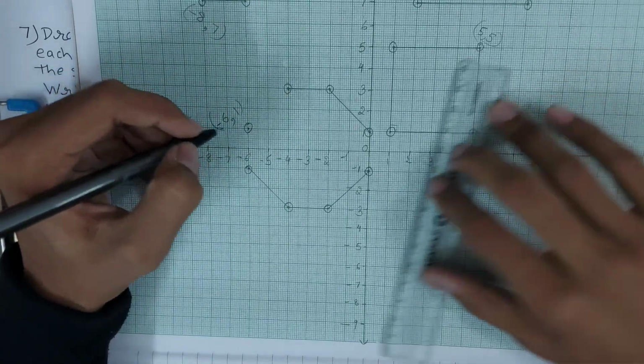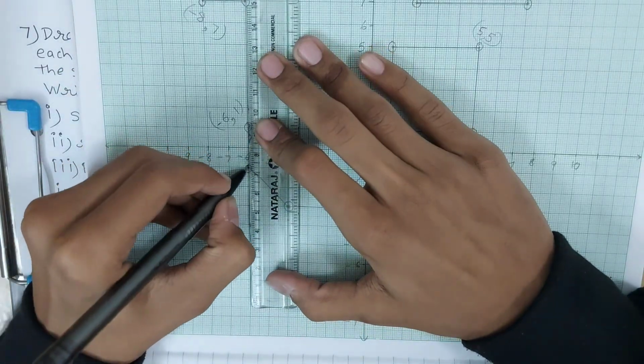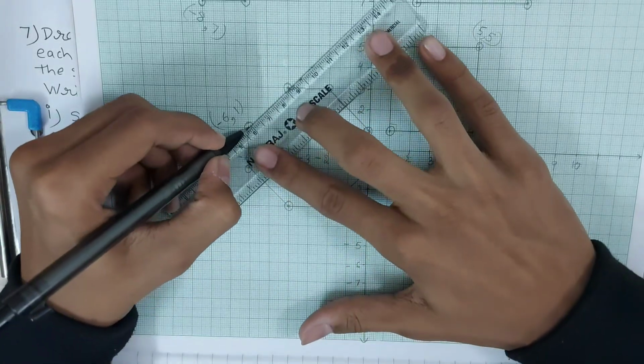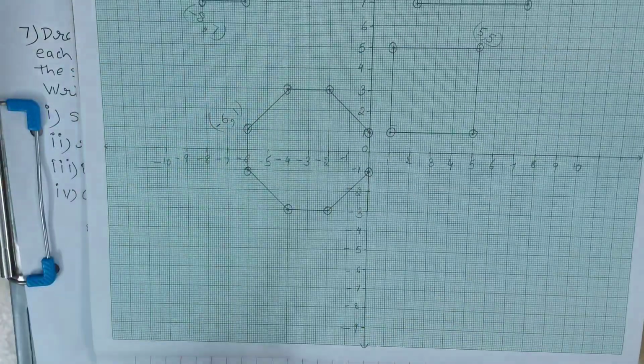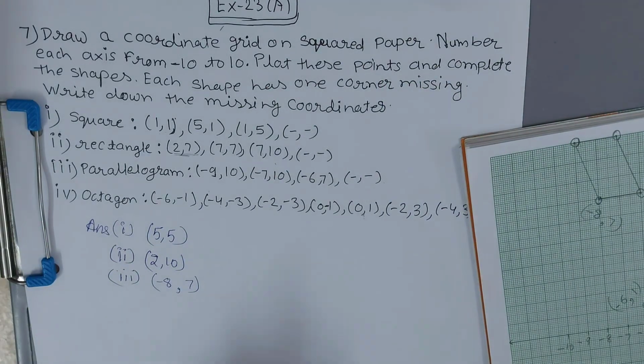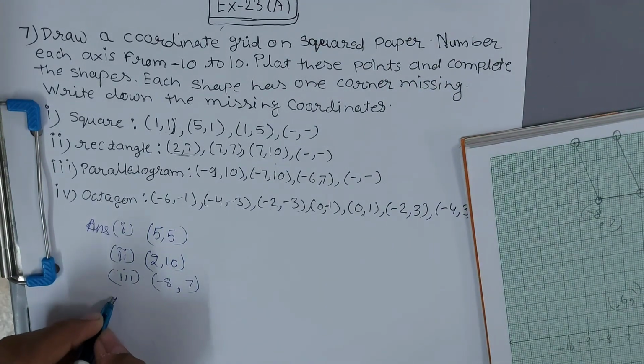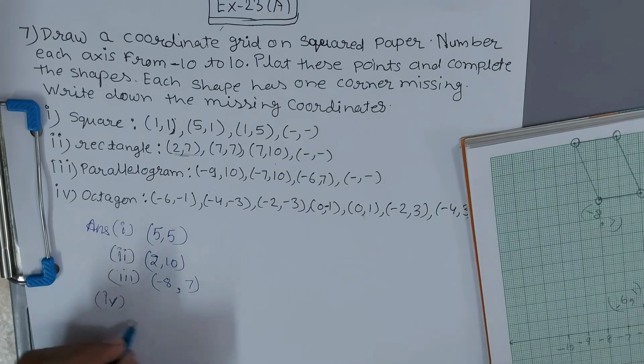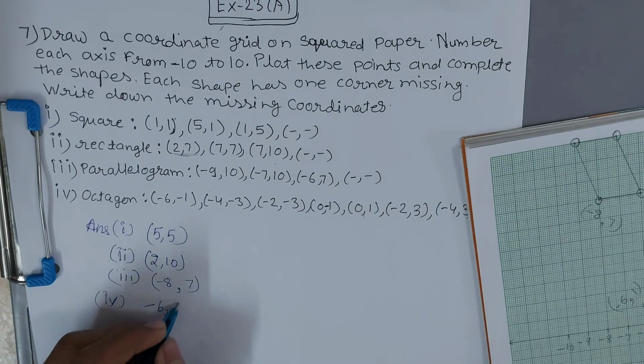Clear? Let's join these two. Fine. What are we going to get now? See, -6 comma 1. Okay, so finally the 8th point of this octagon is obtained, right? This is -6 comma 1.